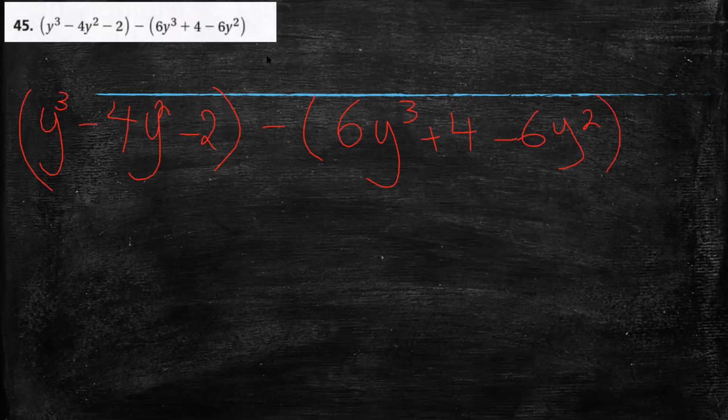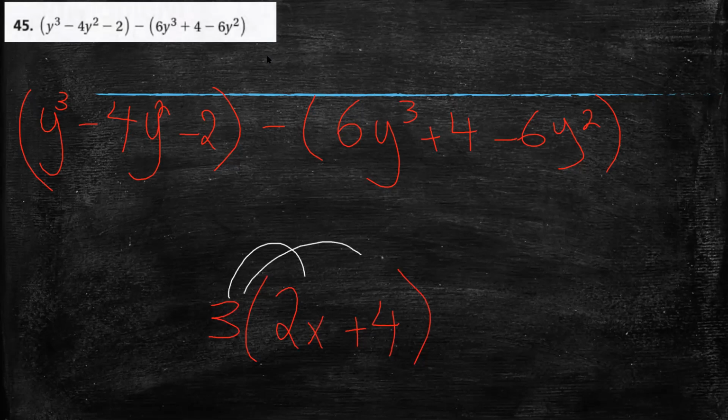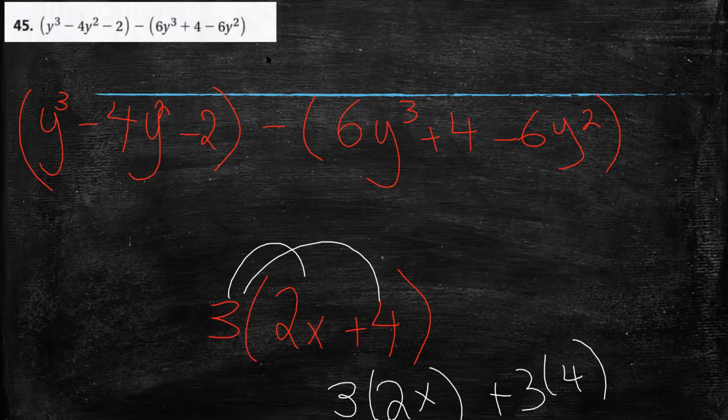Did you remember the distributive property? Yes, teacher. If we have a number 3 multiplied by 2x plus 4, what did we say? Distribute the 3 to 2x and 4. We will say 3 times 2x plus 3 times 4. Is it clear? Yes, teacher, this is the distributive property. Here also, we will do the same.